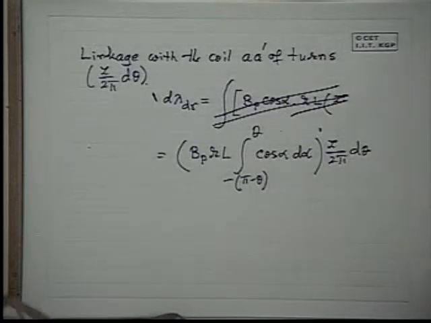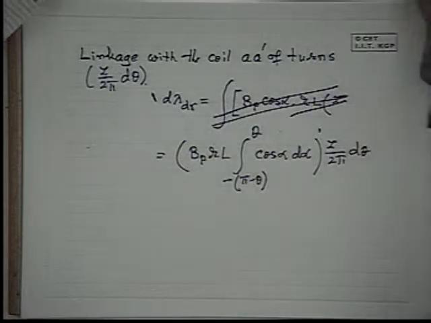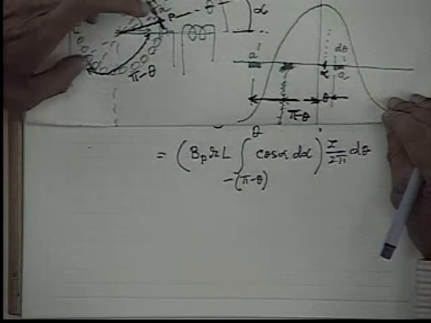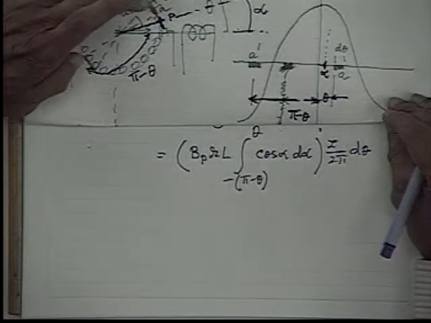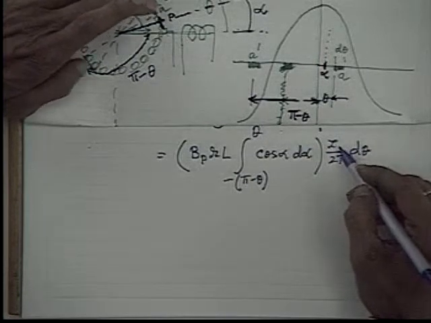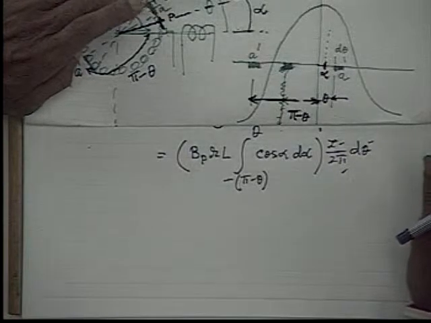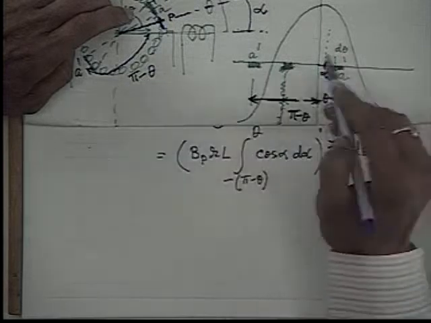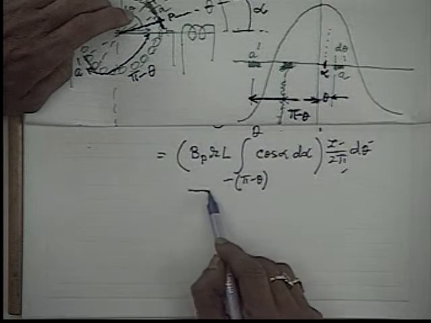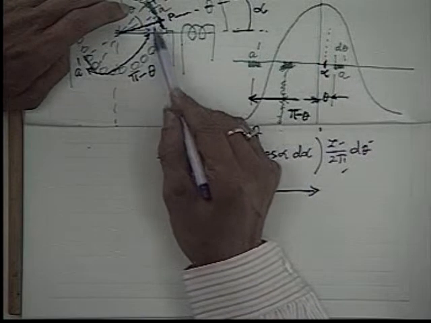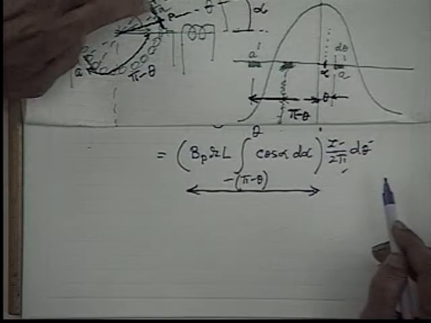Now let us understand the meaning of it. I am now placing this weight. Look here. I am interested to know the linkage with A dash. Therefore, the number of turns at A dash is Z 2 pi d theta. This part is the total flux threading through A dash.